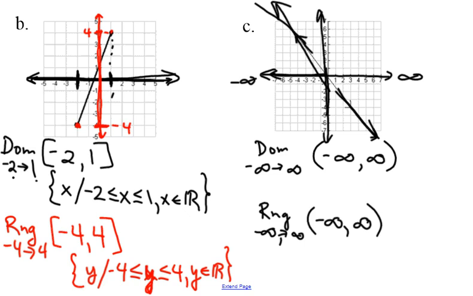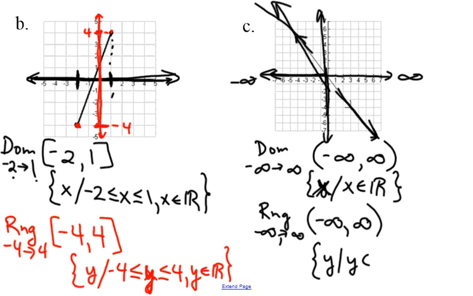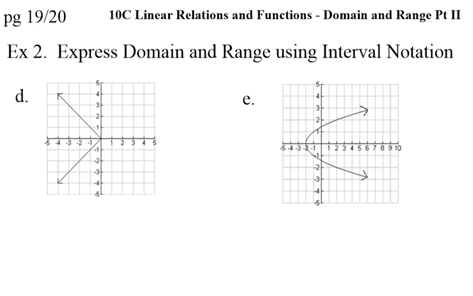In terms of set notation, we would want x here, domain, such that, well, if it's everything, x is a member of the reals, that's it. Here, range is everything, y such that, y is a member of the reals. There you go. So set notation, a little bit more involved. Interval notation, a little quicker, a little less work.